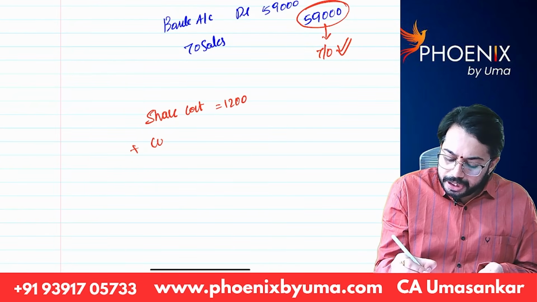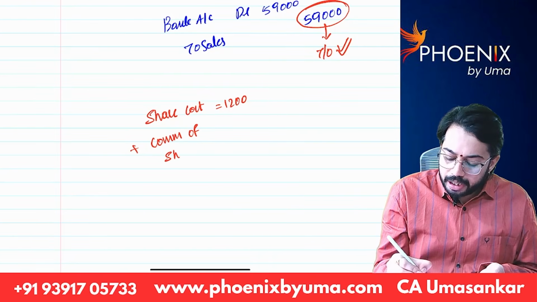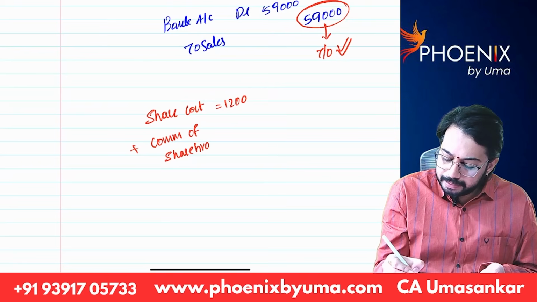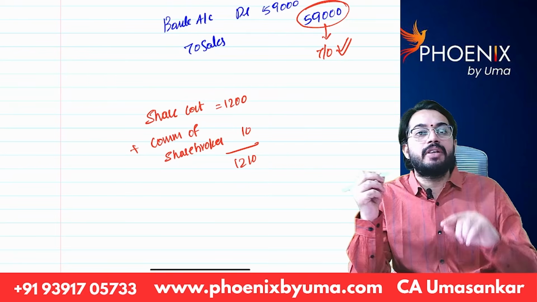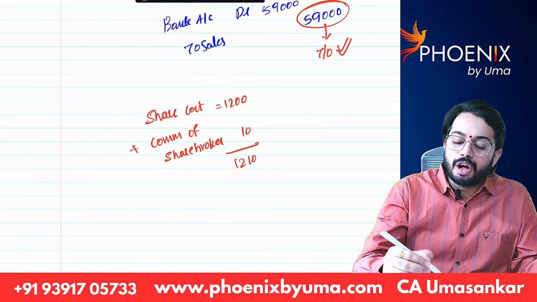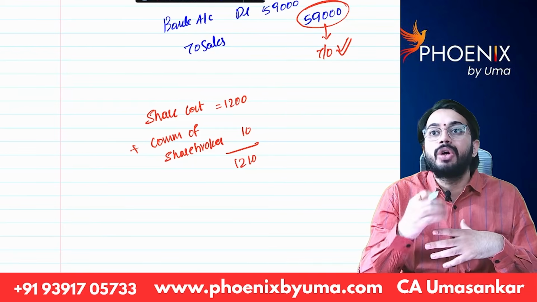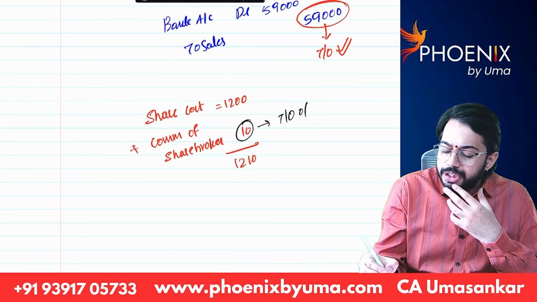How much is the commission of the share broker? The commission of the share broker is 10 rupees. So how much did I pay? I paid 1210 rupees. Now, when you are calculating the turnover of Motilal Oswal or Grow, this 10 rupees is the turnover of the share broker.